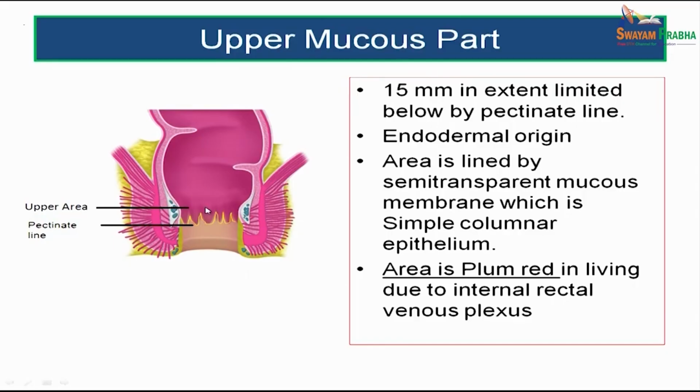As you can see from this picture, the upper area is 15 millimeter in extent and limited by a line called the pectinate line, which is shown in yellow color in this picture. This is endodermal in origin. The area is lined by mucous membrane, and the lining epithelium is simple columnar epithelium. If you look at this mucus part in living, it will appear plum red because of the presence of a venous plexus deep to the mucosa in the submucosa, which is called the internal rectal venous plexus.